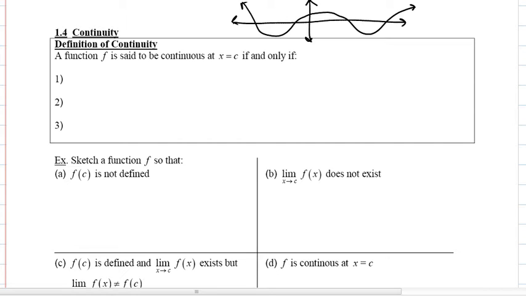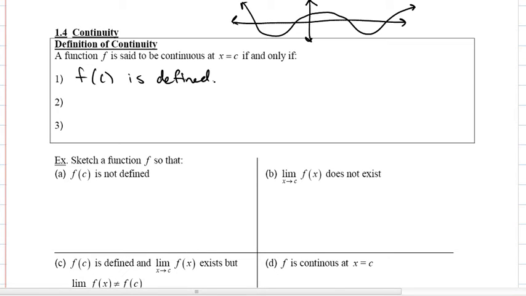Well, in calculus, they have a specific definition of continuity, and it goes as follows. A function f is said to be continuous at x equals c if and only if the first condition says f of c is defined.